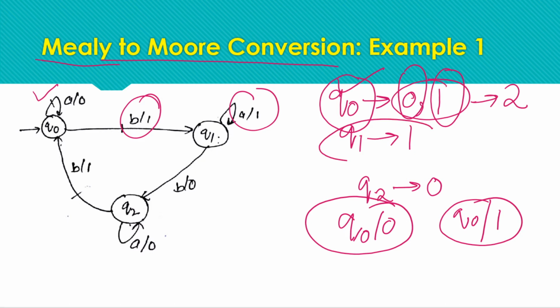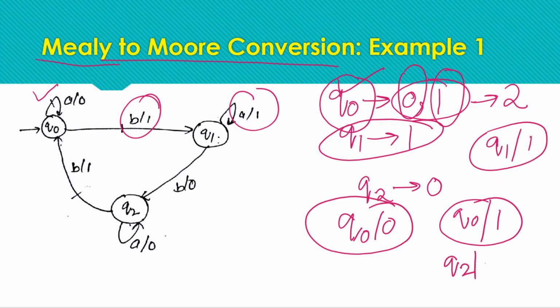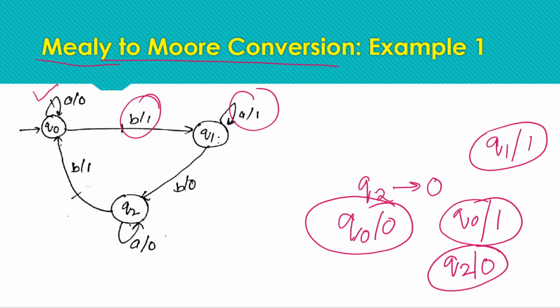But Q1 has only one output, so Q1 can serve the purpose with one state only in the resulting Moore machine. In the same way we can have one state corresponding to Q2, because Q2 also has only one output. Okay, so this is the way to find the number of states in the equivalent Moore machine.